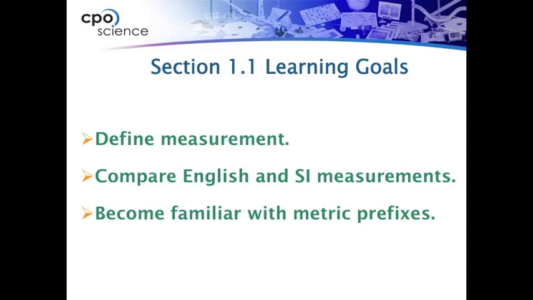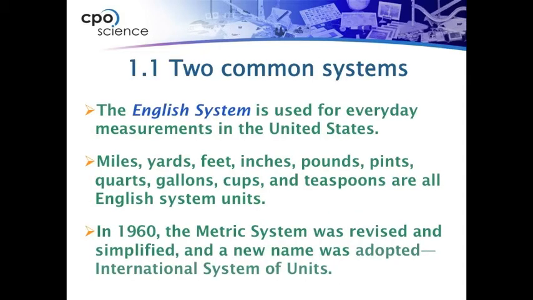So before we get into that, just write down your learning goal. What I'd like you to do for today is compare English and SI measurements. That third one we'll get into the third video. So the two common systems are the English and the SI, or metric.